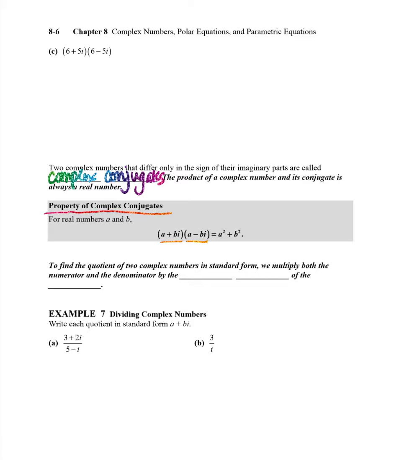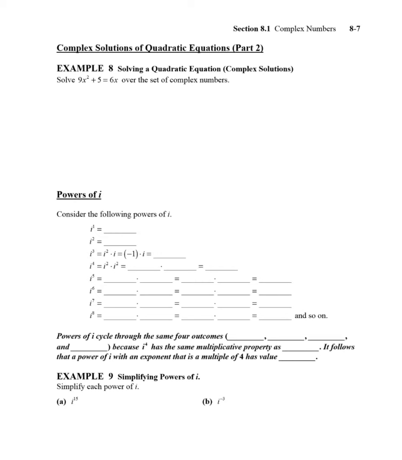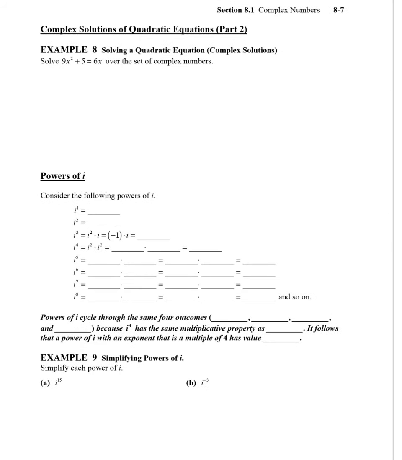To find the quotient of two complex numbers in standard form, we multiply both the numerator and denominator by the complex conjugate of the denominator. Let's go down to the powers of i. Let's see if we can find a pattern when we're taking powers of i.